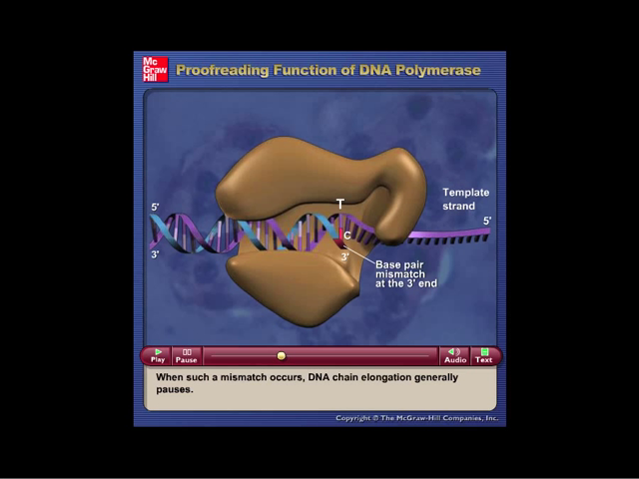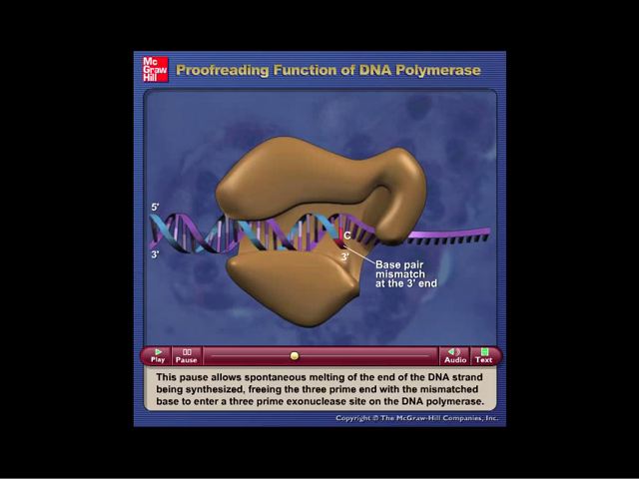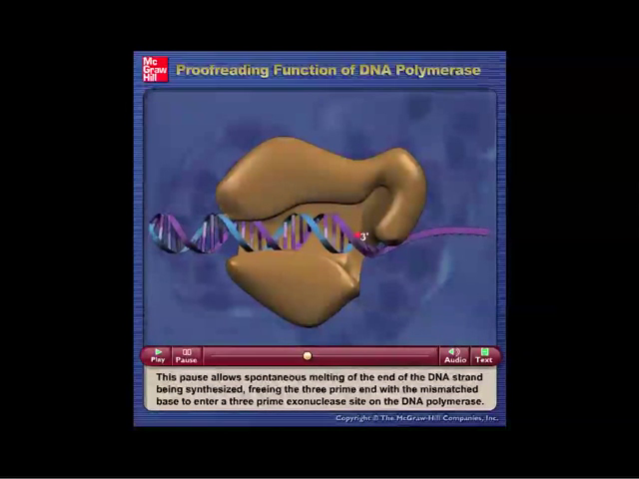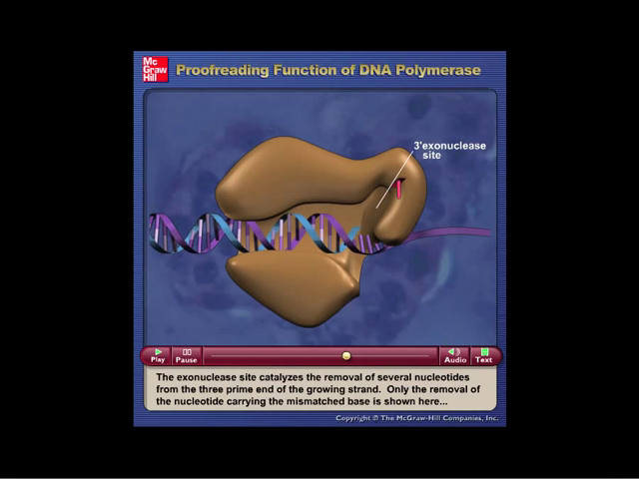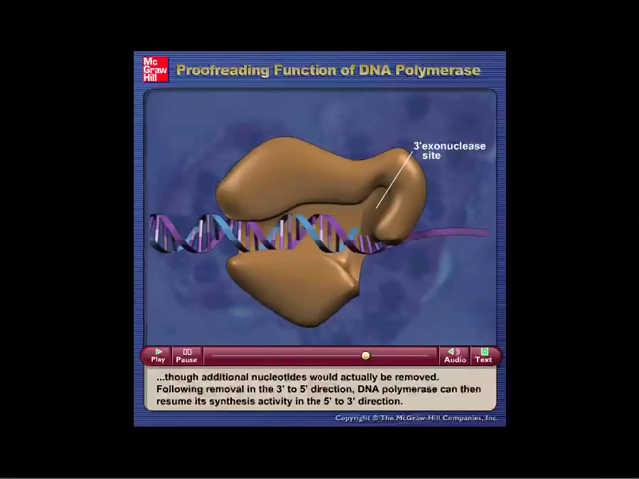When such a mismatch occurs, DNA chain elongation generally pauses. This pause allows spontaneous melting of the end of the DNA strand being synthesized, freeing the 3' end with the mismatched base to enter a 3' exonuclease site on the DNA polymerase. The exonuclease site catalyzes the removal of several nucleotides from the 3' end of the growing strand. Only the removal of the nucleotide carrying the mismatched base is shown here, though additional nucleotides would actually be removed.